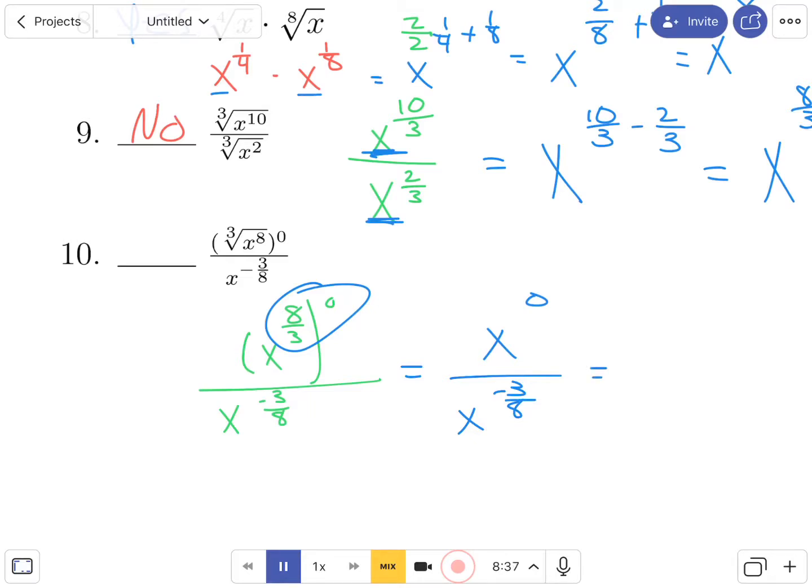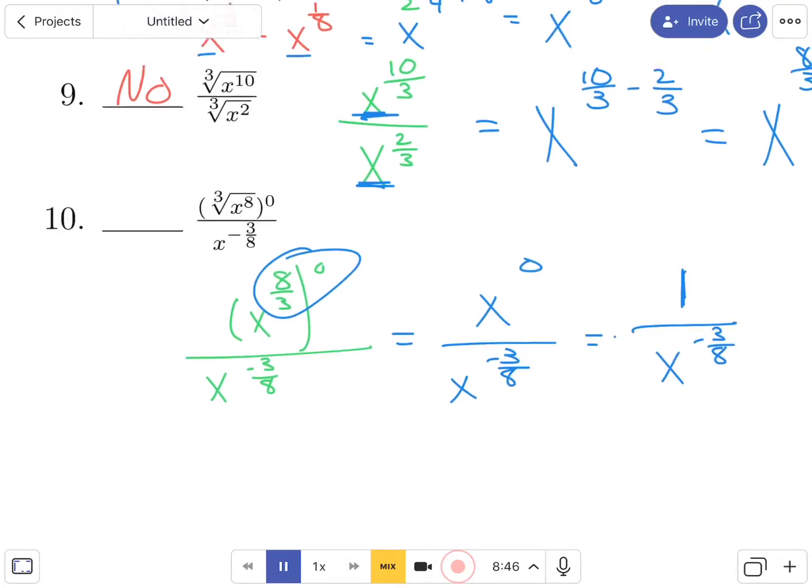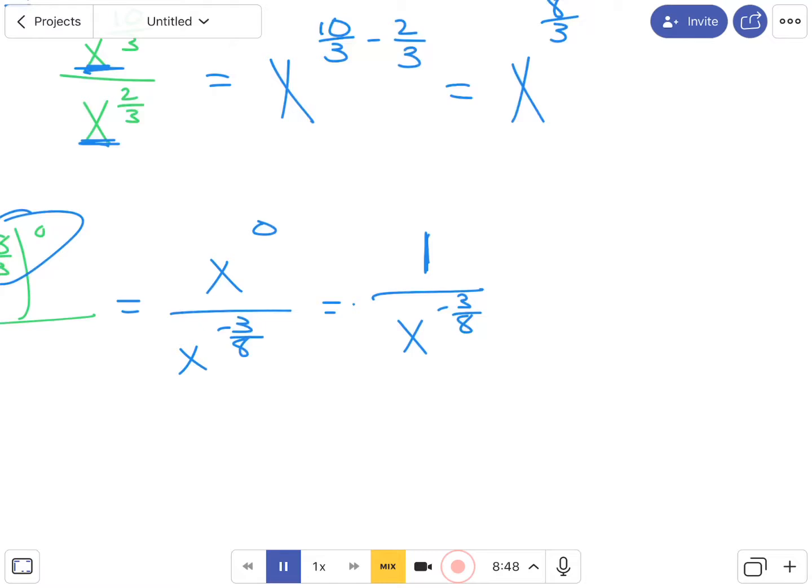We know that when a number is raised to the 0 power, it is equivalent to 1. So we have 1 over x to the negative 3/8 power. And our last step here would be to rewrite this with a positive exponent. So to get a positive exponent, we find its reciprocal, meaning we flip the way the fraction is written. So instead of the x to the negative 3/8 being on the bottom, the positive 3/8 is going to be up top. And really that's over 1, but we can just write this as x to the 3/8 power.